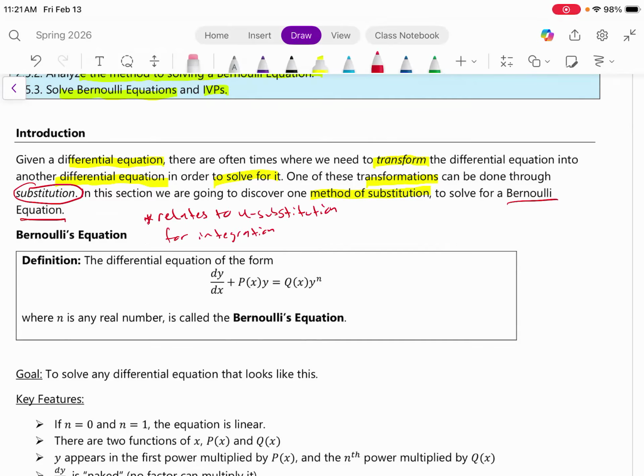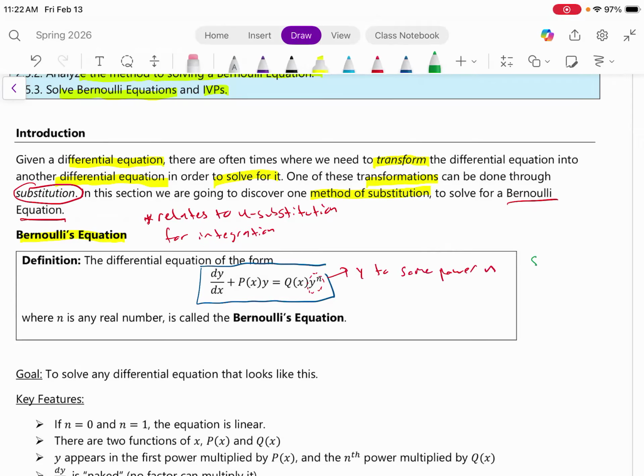So let's go ahead and define what Bernoulli's equation is. Bernoulli's equation is a differential equation of the form dy over dx plus p of x, some function of x, times y equals q of x, some function of x, but now we're adding a different component, where it's y to the n. So here, this is y to some power n. Okay? And any differential equation of this form is a Bernoulli equation.